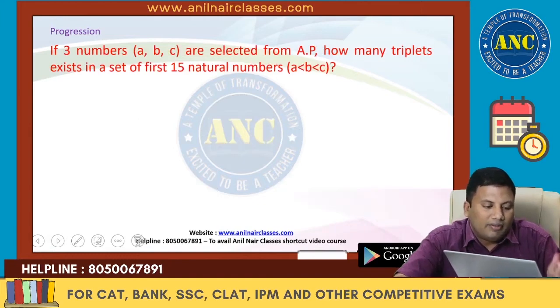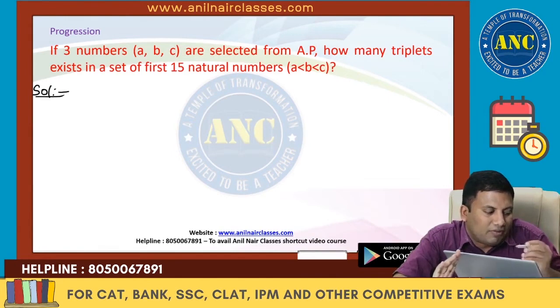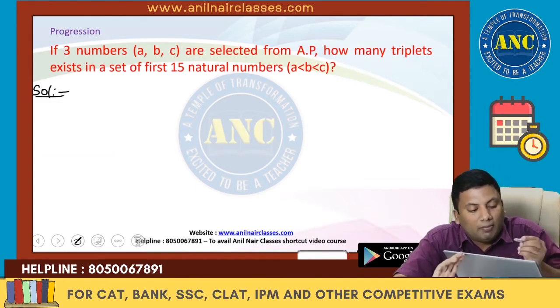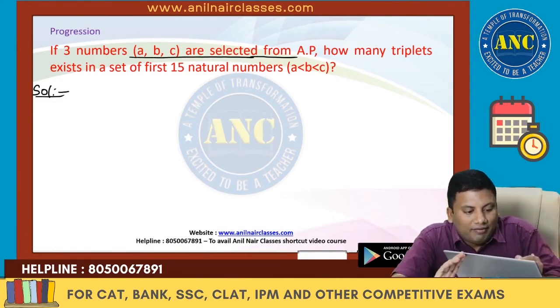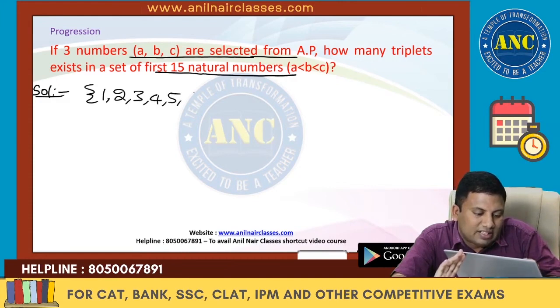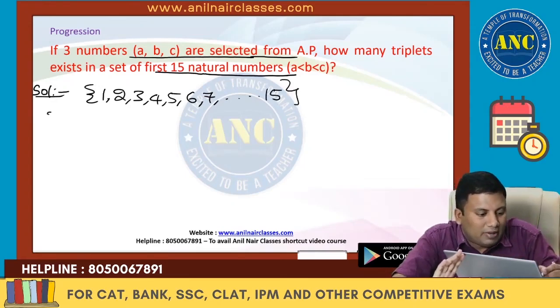Now we are at this question. Read this question. Another 90 minutes of non-stop mathematical problem solving. If three numbers A, B, C are selected from the first 15 natural numbers, there are 15 natural numbers: 1, 2, 3, 4, 5, 6, 7 and so on up to 15. How many numbers are selected?